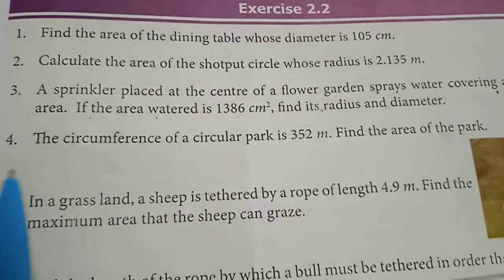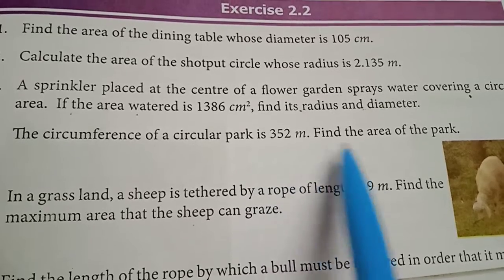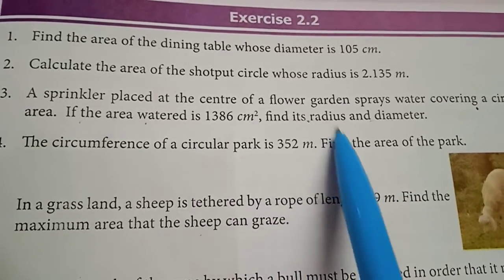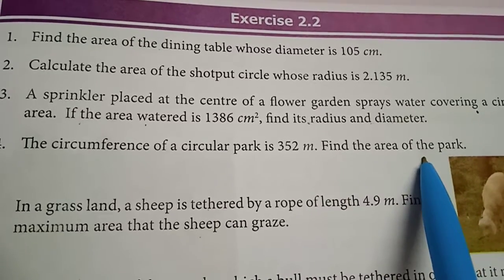Exercise 2.2, question number 4. The circumference of a circular park is 352 meter. Find the area of the park. So here the circumference of the park is given. Using that we have to find the area.